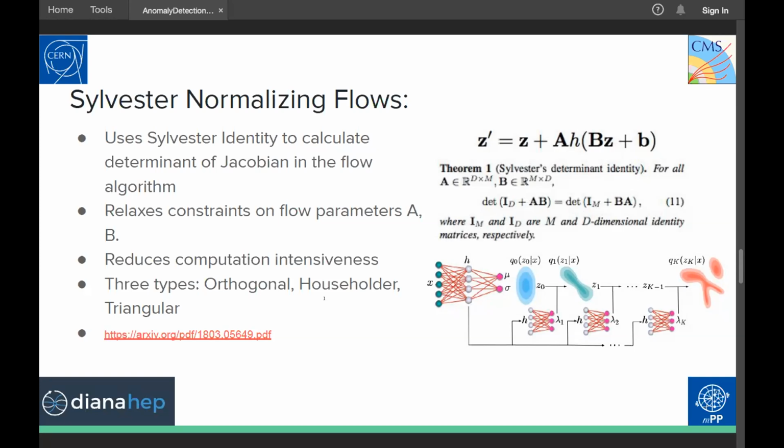I have 3 types of SNFs implemented: the orthogonal, householder, and triangular SNFs. Those essentially deal with how the flow parameters A and B are initialized. In the case of orthogonal, A and B would be orthogonal matrices, triangular would be triangular, and householder would be matrices generated from householder reflections. Details of it can be found in the paper linked here.